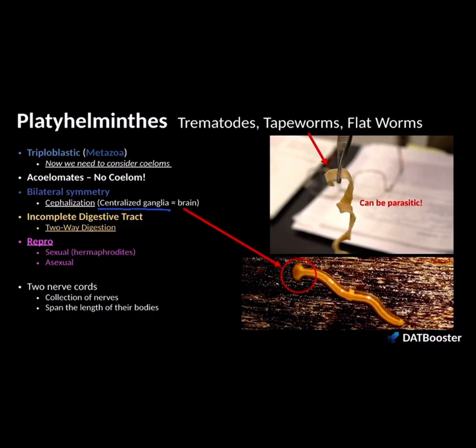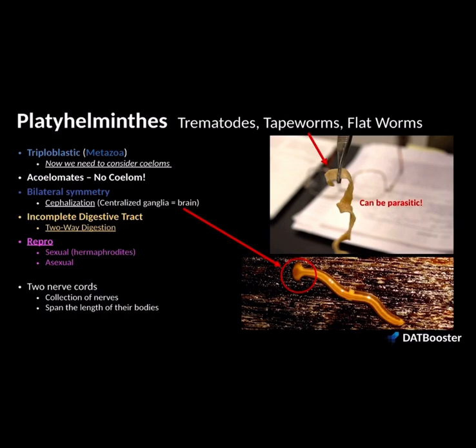Now here's something interesting. Their digestive tract is a two-way digestive tract. What does that mean? That means they only have one mouth, so they only have one opening for food. Food enters and exits through that one hole. It's digested in a gastrovascular cavity. As far as their reproduction goes, they can have both sexual and asexual reproduction. If it's sexual reproduction, they can be hermaphroditic, where they produce both types of gametes.